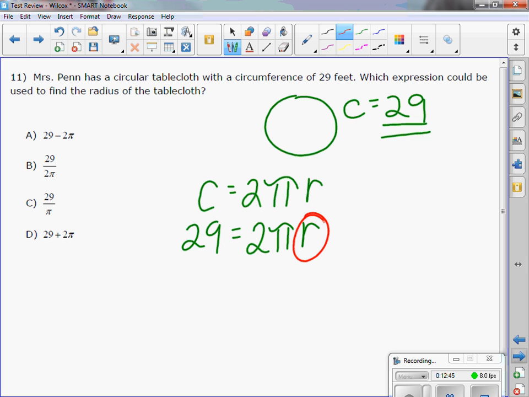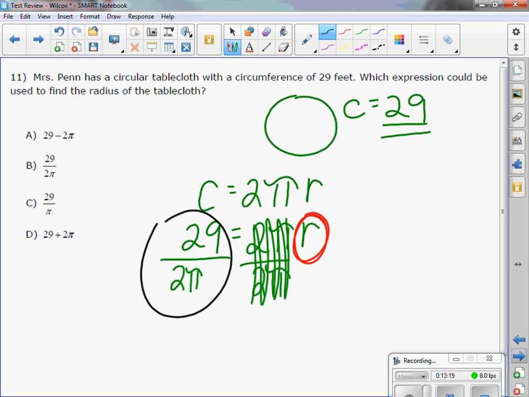Now remember, this r is the piece that we're solving for. So going back to when we learned how to solve equations and isolate our variable, I want to get r all by itself. I want to know the value of r. So the way that I get rid of the 2 pi, the opposite of multiplying by 2 pi, is to divide both sides by 2 pi. If I divide both of those sides by 2 pi, this has canceled out. So I'm left with just my r, which is exactly what I want. So the value of r would be equal to 29 divided by 2 pi.